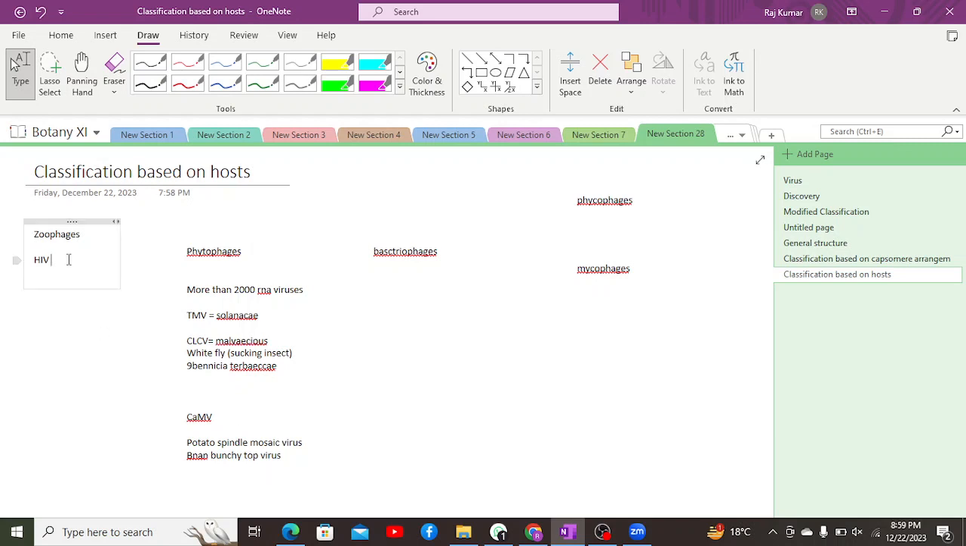HIV. HIV is a virus which can also infect humans. And poliovirus. Poliovirus, its actual name is coronavirus, which causes poliomyelitis.